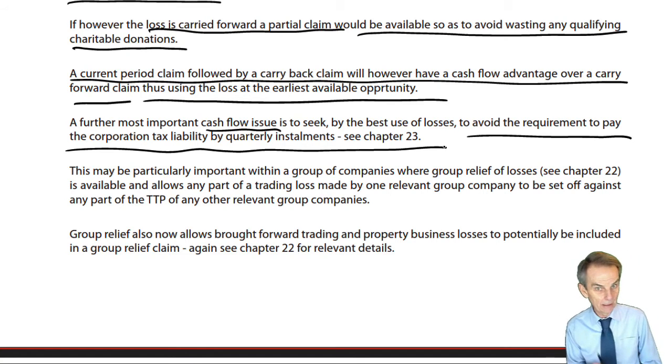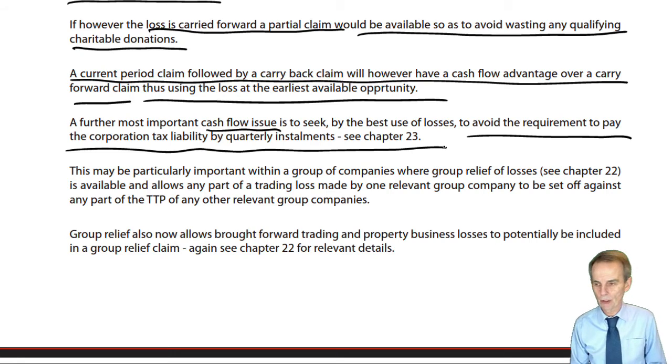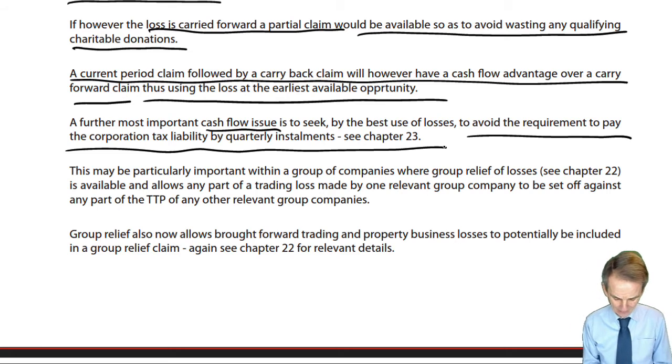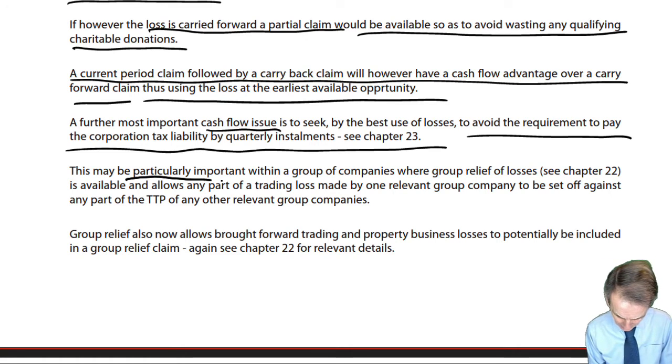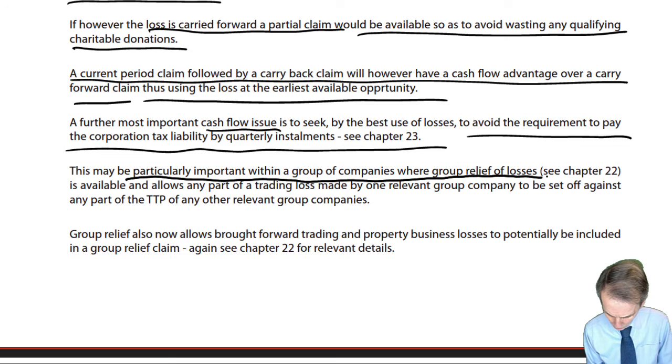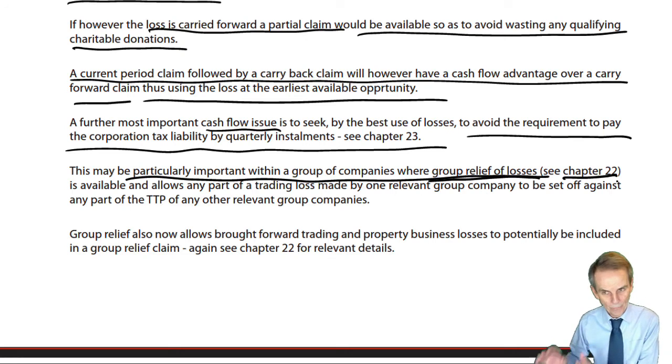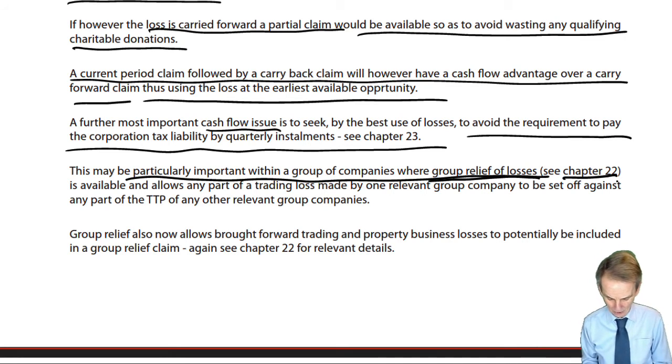Although at this point, in this chapter and the previous two chapters, we have been dealing with the preparation of a corporation tax computation for a single company, in chapter 22, as we've mentioned on a number of occasions, we deal with groups of companies. And what we are told here is that how we use these losses and getting the best use out of them may be particularly important within a group of companies where group relief of losses is available. We don't do it now. We've got an entire chapter dealing with groups, chapter 22.